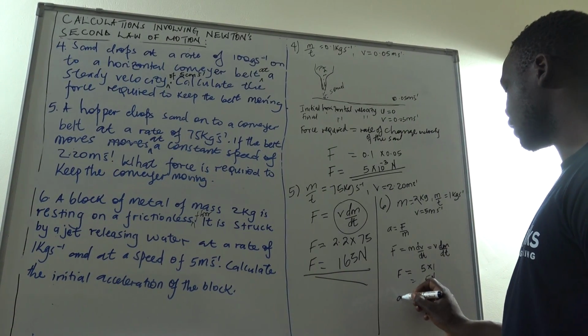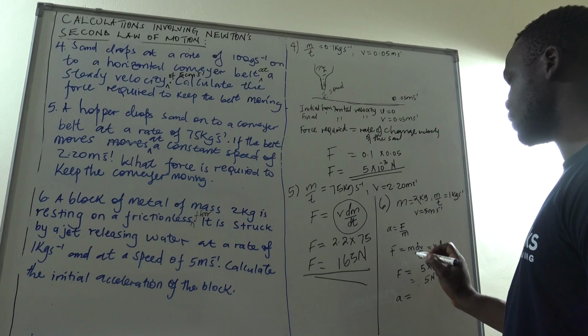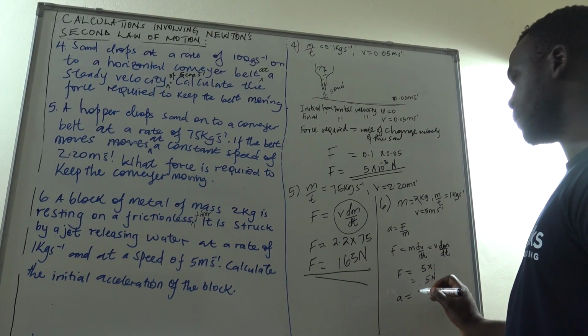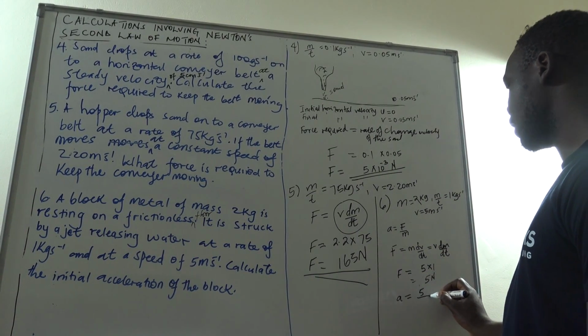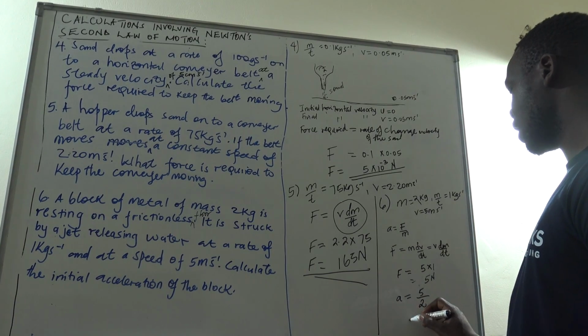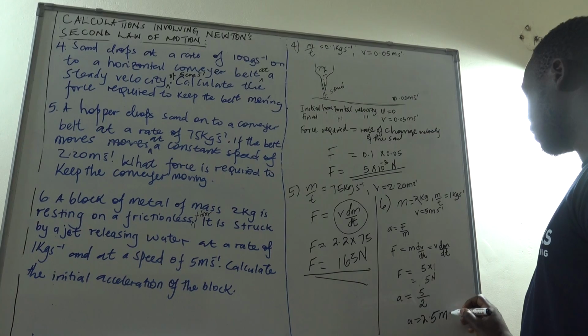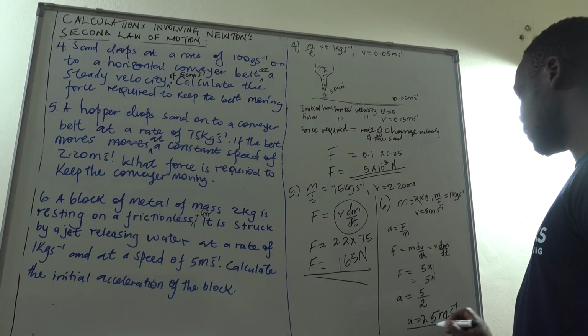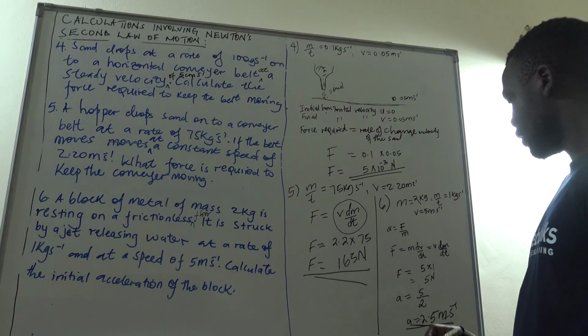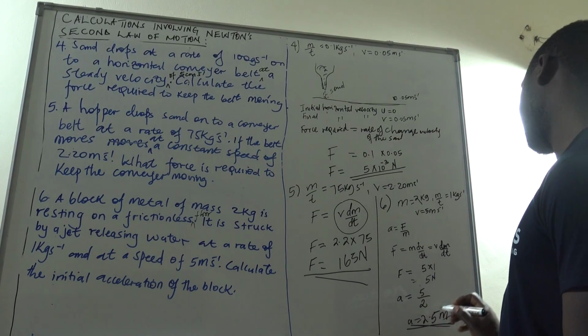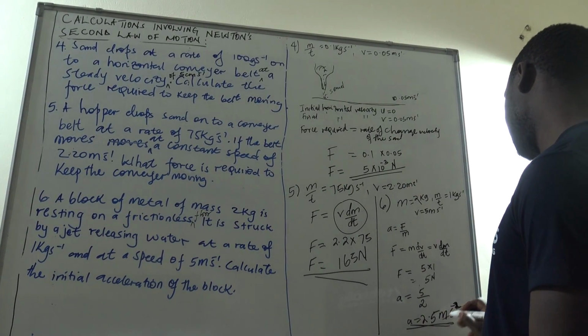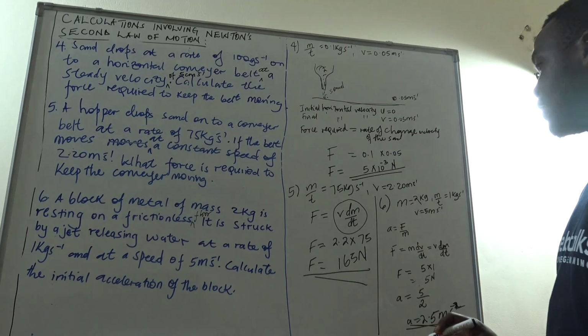Now, what is acceleration? We have said acceleration is F over m. Therefore, this will be 5 divided by 2, and therefore our acceleration here is 2.5 meters per second. Now, this is in fact meters per second squared. Those are the units of acceleration.